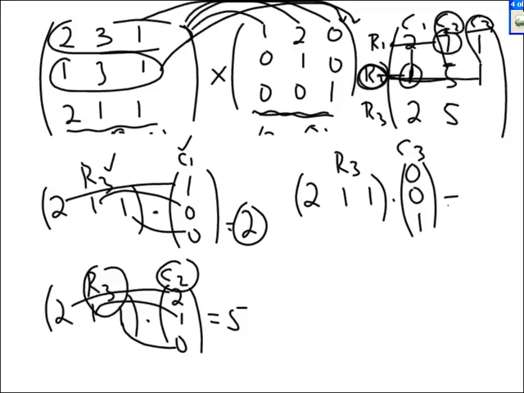2 times 2 is 4, plus 1 more is 5, plus 0. 5 plus 0 is 5. Put this in row 3, column 2, right there. And we're almost done. 2 times 0 is 0. 1 times 0 is 0. 1 times 1 is 1. 0 plus 0 plus 1. Good old 1. Row 3, column 3. 1.